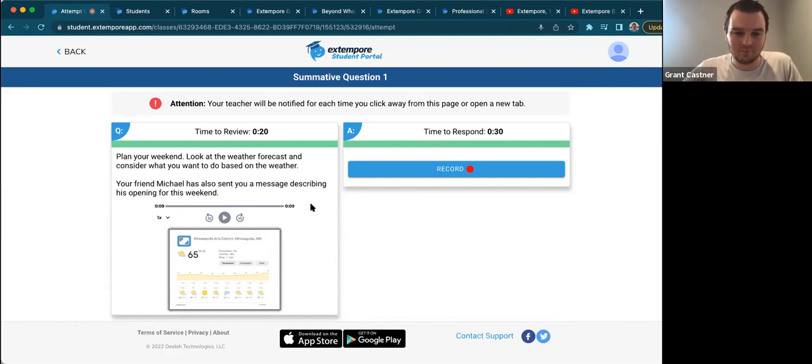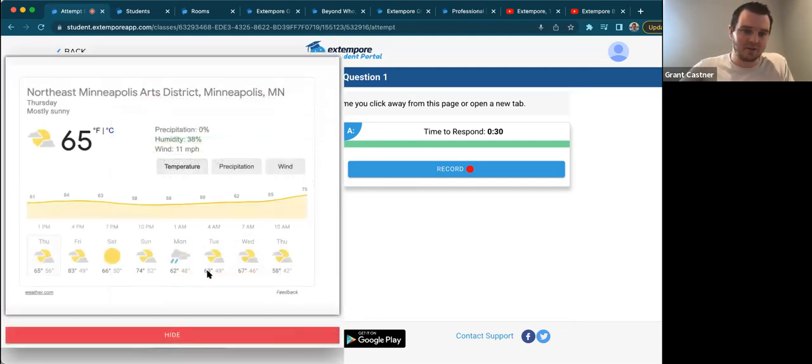Right, so the audio plays, and then once the audio finishes playing, you see the time to review kick in. The student can look at the prompt and say, okay, well, this is weather looks great.